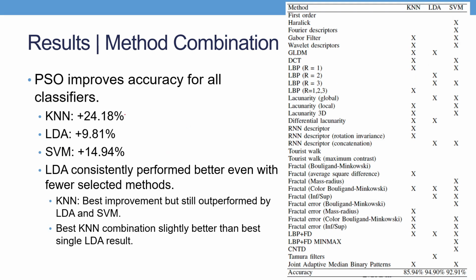Improvement in accuracy by combining methods. So KNN has the best improvement, LDA the smallest. LDA already had the higher accuracy, so it's harder to improve this, even though LDA performed better with fewer selected methods.